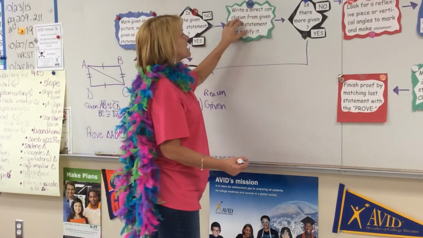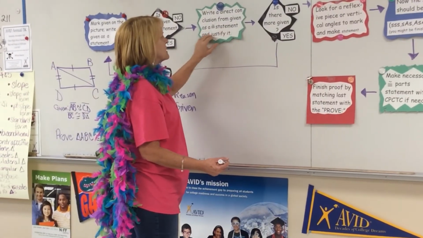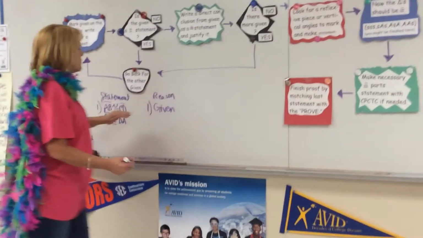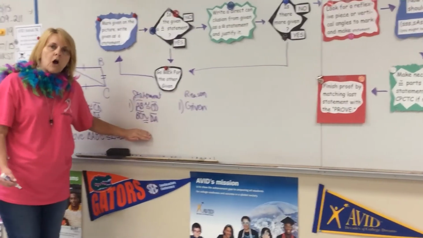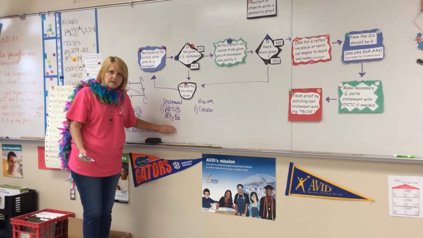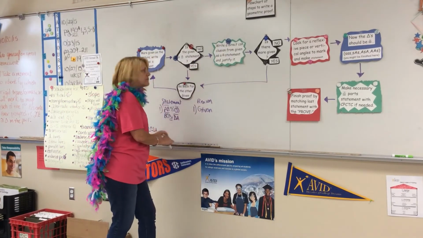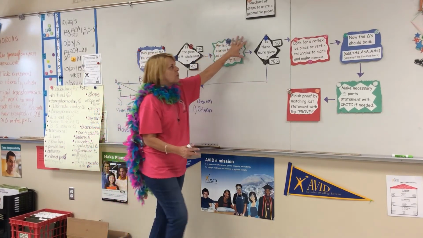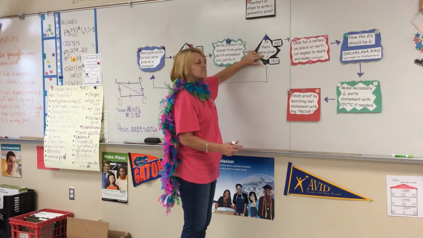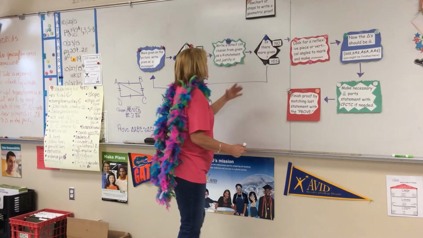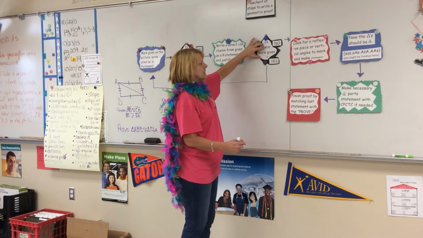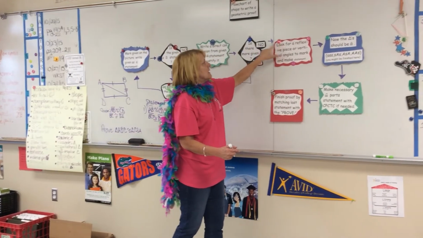It says write a direct conclusion from the given statement as a congruent statement and justify it. Well, wait a minute, Ms. Stout. Those were already congruent statements. So this is a step that in this really simple proof, I don't have to do. I'm going to go on. Is there more given? No, because I've already done all the giving. So I go back here. I go to the next thing.